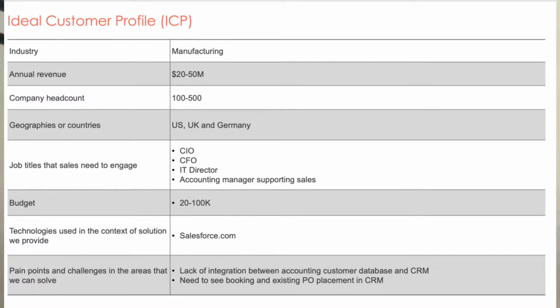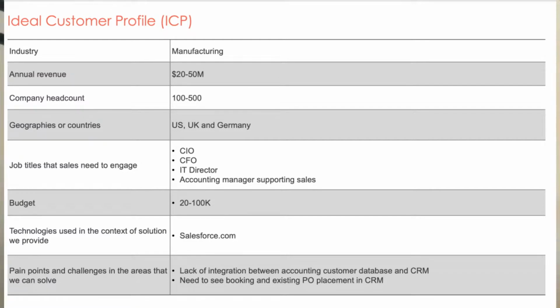Okay. Then you also identify the pain points and challenges in the areas that you can solve. That possibly can be lack of integration between the accounting customer database and the CRM, or the information in the accounting customer database needs to be pulled into the CRM.